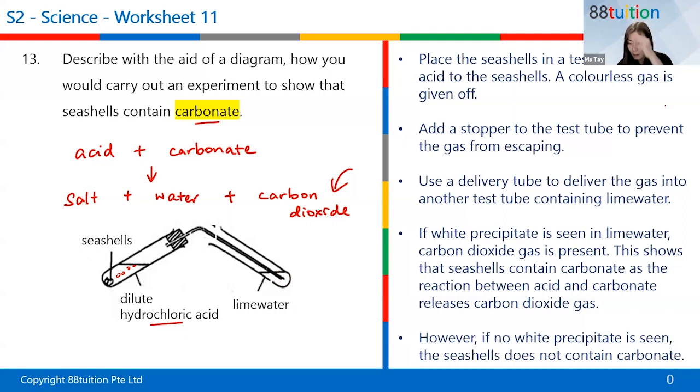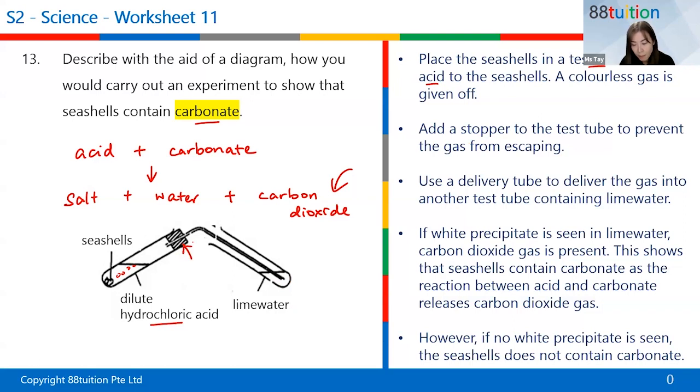If you write out everything nicely, look at the steps. Place seashells in a test tube, add acid. They didn't even say the specific acid, but you can write it down if you wish to. You will see a lot of bubbling, a colorless gas is given off. Then add a stopper to the test tube.